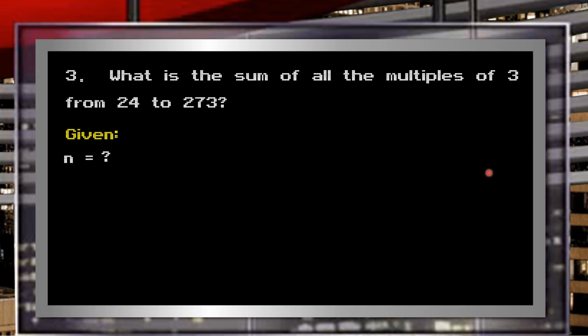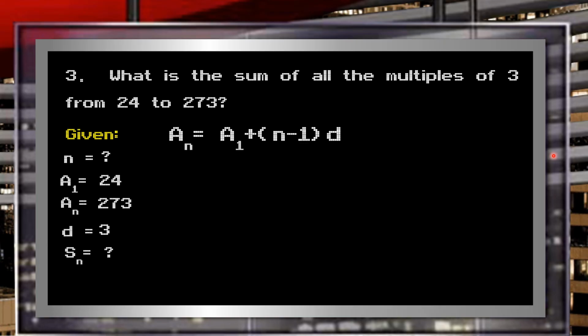So, missing siya. Next, pero meron tayong first term. Ang first term natin ito, 24. Meron din tayong last term, which is 273. A sub n kasi hindi natin alam kung pang ilan yung last term na yon. Next, ang difference natin, syempre, kada tatlo, so 3. At yung sum natin, S sub n, missing din.